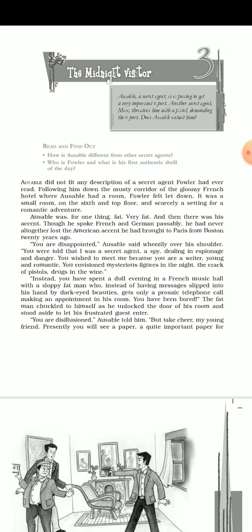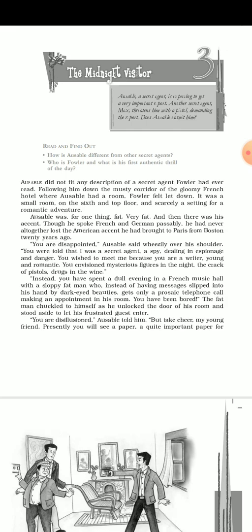Then Ozable says that somebody must have told you that I am a secret agent, I deal in the works of spying and danger, right? And that's why you wanted to meet me, because you wanted to write something on my life, something about my adventures, right? So you envisioned mysterious figures in the night. All these things Ozable was speaking in a very tricky manner. So see what happens next.